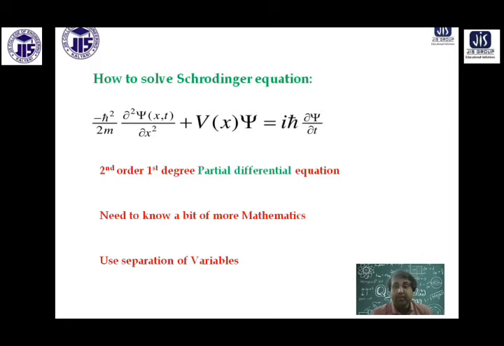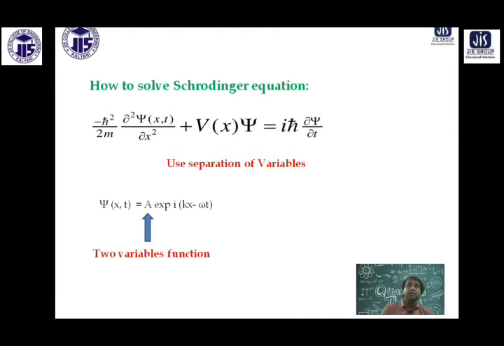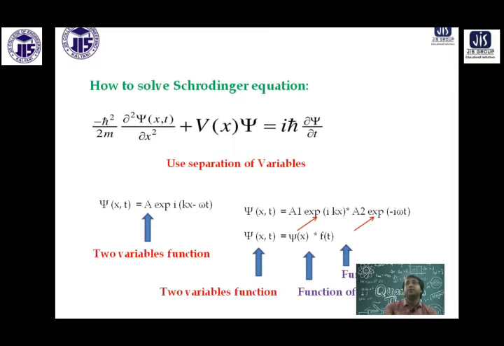Our mathematics tells us we can write psi as a product of two separate functions. Suppose I consider a trial solution like e to the power i(kx minus omega t). This is the trial solution. The beauty is that it depends on two variables, space and time, and that is reflected in the expression of psi. So now I can write this as a1 e to the power ikx into a2 e to the power minus i omega t.